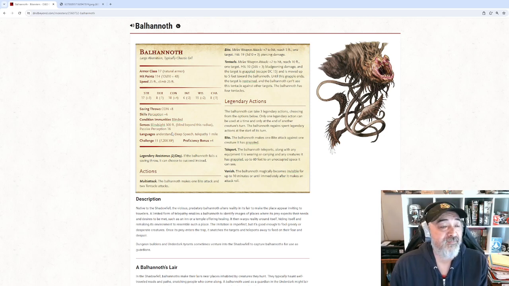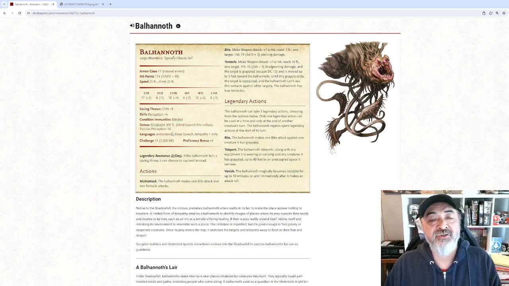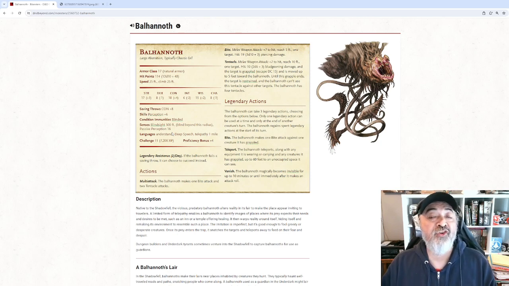Again, just keep in mind, despite how ugly and spooky it looks, it's not a statistically physically dominating monster, I guess is the best way to say it. The target's restrained, and the Balhannoth cannot use that tentacle against another creature. It has a total of 4 tentacles, so hypothetically, you could grapple and restrain 4 creatures at the same time. No more than that. You're out of tentacle attacks at that point. And it has 3 legendary actions, choosing from the options below. As usual, only one legendary action can be used at a time, and only at the end of another creature's turn.